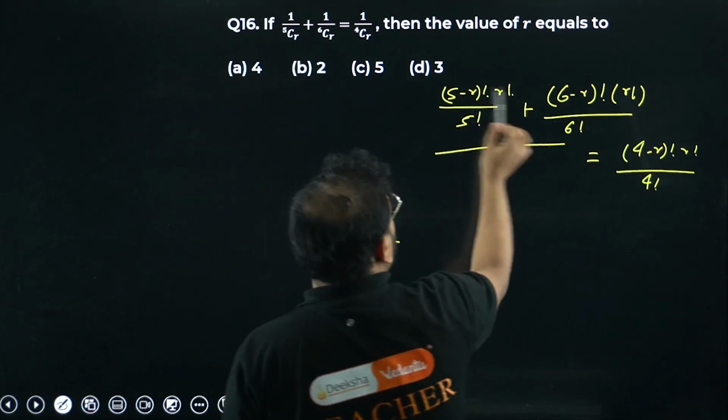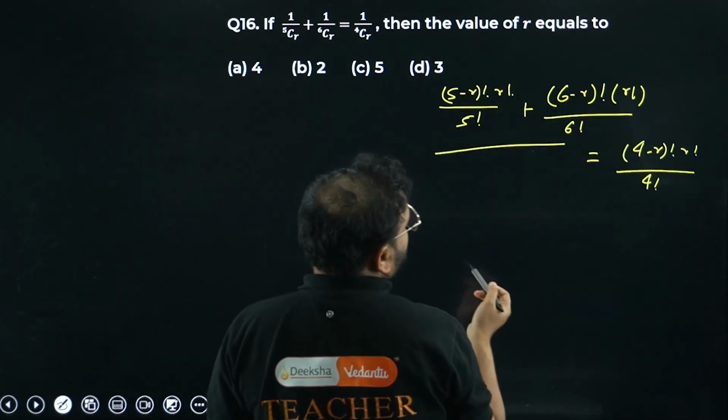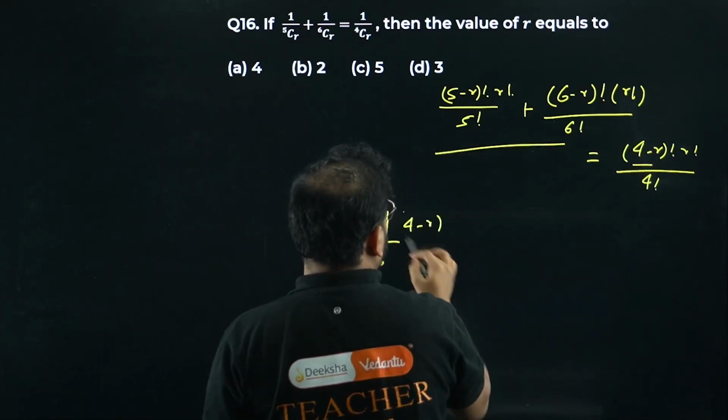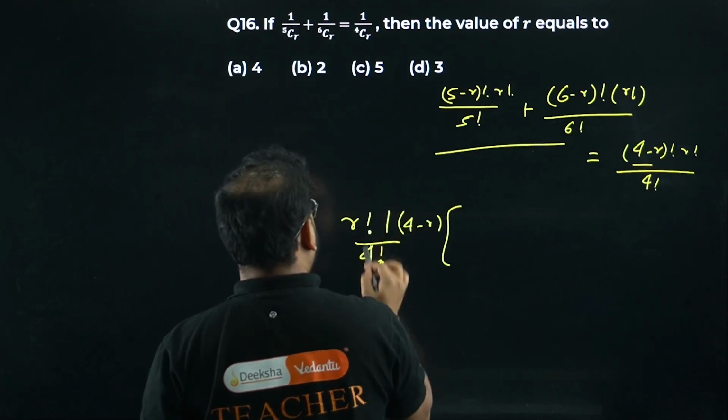I can see here 5 minus r, 6 minus r. Okay, which is bigger, sir? This is bigger. I can take 5 minus r. I want only 4 minus r. Let's do one thing. Let's take only 4 minus r common. Okay. And of course, you'll have r factorial as well. You'll have r factorial already.